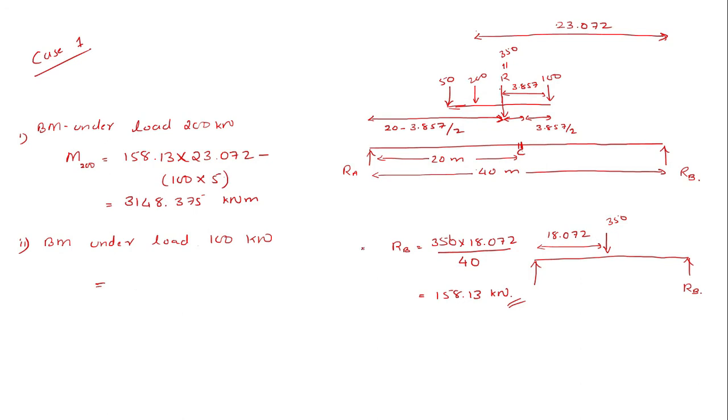Now the second case is the BM under load 100 kilonewton. That will be equal to this RB, 158.13, multiplied by the distance from this point, which will be equal to 20 minus 3.857 divided by 2. That will give me a value of 2857.77 kilonewton meter. These two answers we have to find, the moments under 200 and 100. 50 is not required since it will be lesser. This is for case 1.